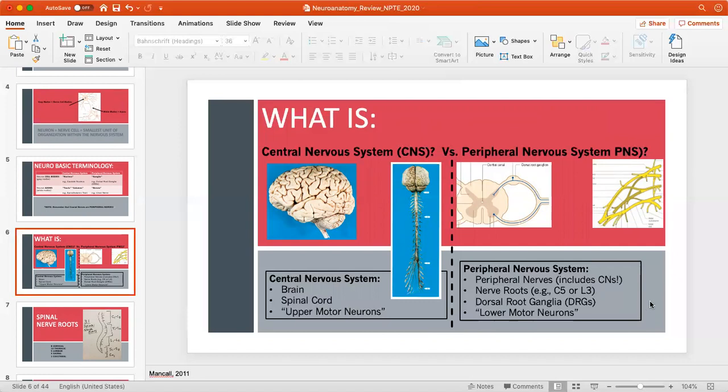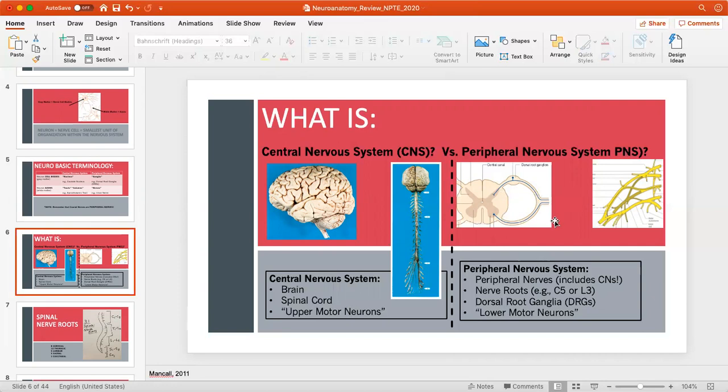In the peripheral nervous system, this division of our nervous system is going to include the peripheral nerves, as I was talking about. It's going to include nerve roots as they exit the spinal cord. I'm circling here, nerve roots, which are going to be mixed sensory motor.